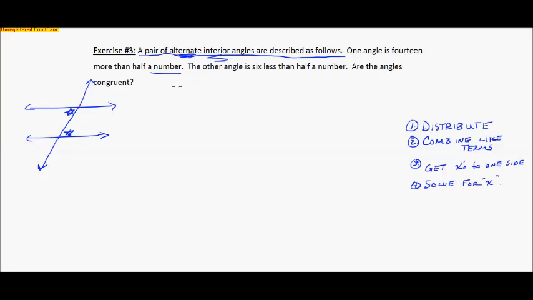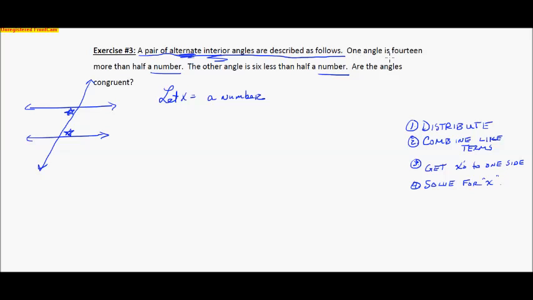So let's define our variable. They talk in both of these about some number, so I'm going to say let x equal a number. And they tell us about each angle. You know that when you have two parallel lines cut by a transversal, these alternate interior angles should be the same. So let's describe each one of these alternate interior angles.